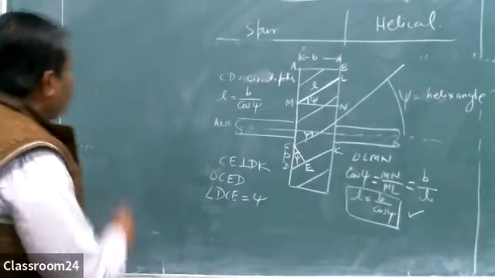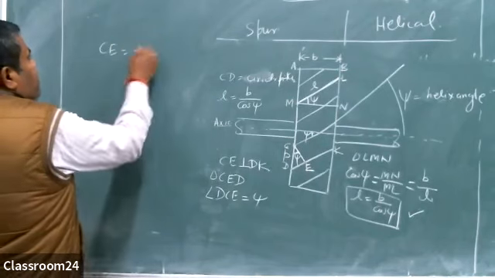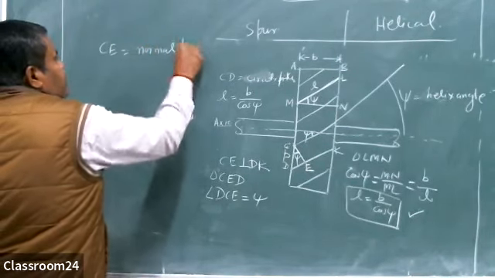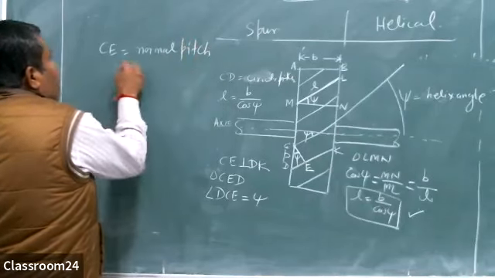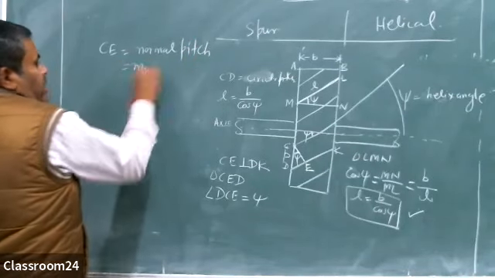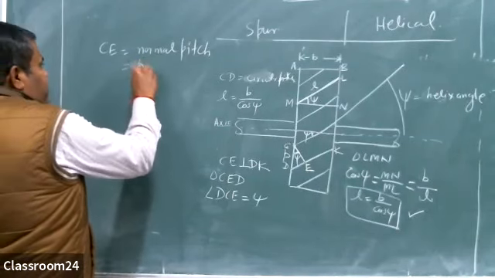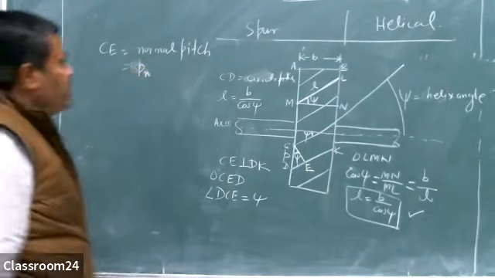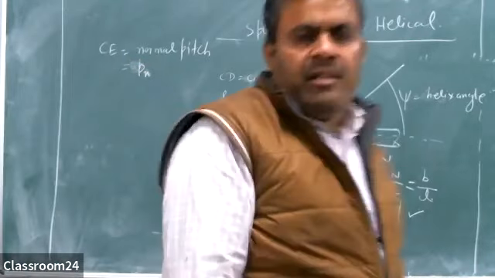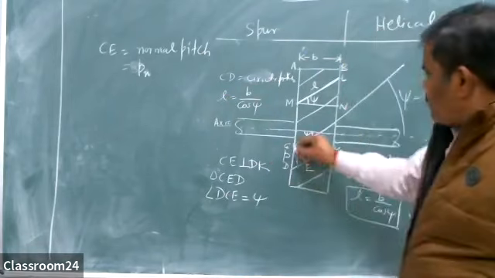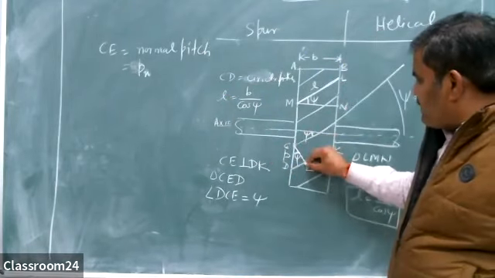So CE is basically a perpendicular pitch, or you can say a normal pitch. I am representing this by Pn, not MN. It is PN, it is pitch. That's why it is normal pitch. MN means normal module, but this is normal pitch. So CD is the circular pitch, CE is the normal pitch.